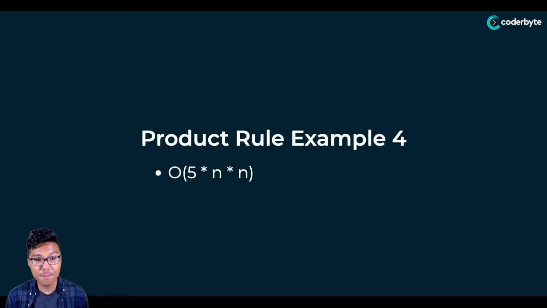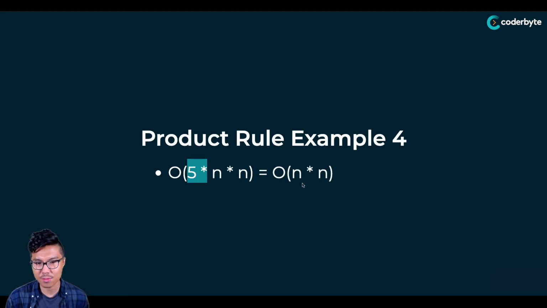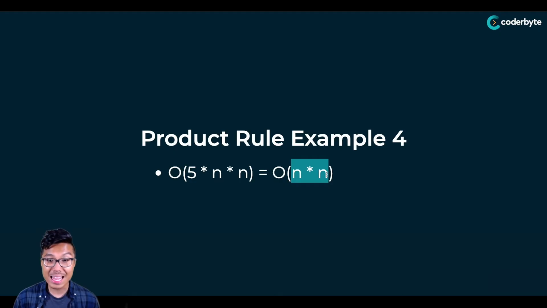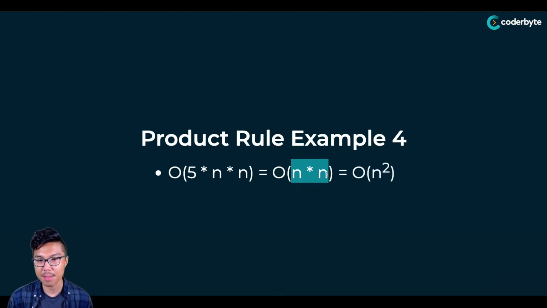Let's say I gave you 5 times n times n. Notice I have multiple things here. You should be immediately able to recognize that I can drop this 5, so that's easy enough. And then from there, you actually can't simplify this further, right? You have to keep both of these n's. Again, if you're familiar with some very simple math, whenever you have a variable multiplied by a variable, we're really just saying that that variable is raised to the second power, right? So we can say O of n to the second power, or another way of saying is O of n squared.